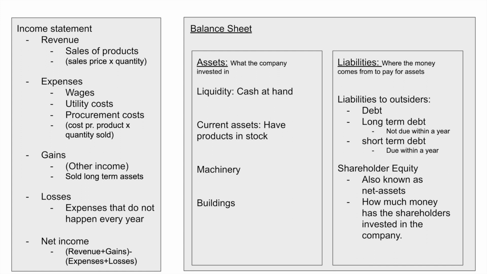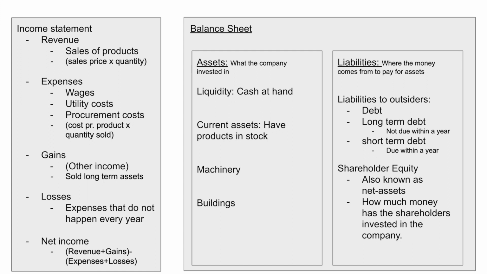Now, where it differs a lot is looking at the balance sheet, because here you're looking at assets and liabilities. So assets is what the company has invested in. That could be liquidity. So you've got cash lying around as a company. That means that's something you actually invested in. You have current assets. That means that's stock or products you have that you want to sell. You might have some machinery. Maybe you have machinery to make products, or you have machinery to do something else, and you might also have buildings.